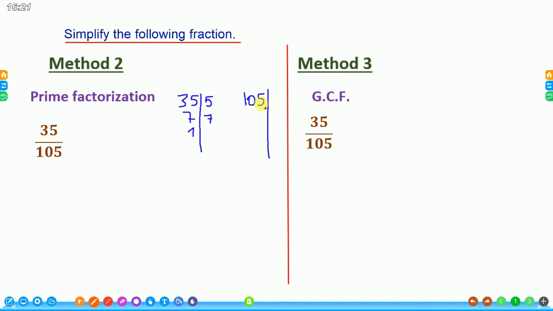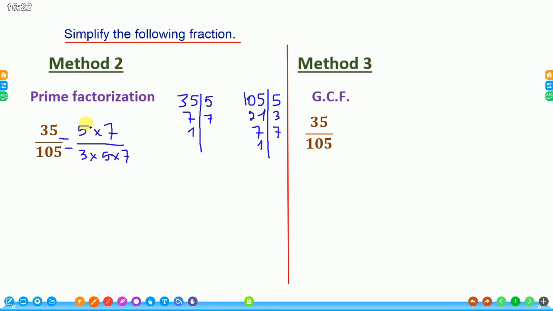Here also we can by 3 because 1 plus 5 equals 6. If you can start with 5, it's easier. 10 divided by 5, 2. 5 divided by 5, 1. Then I can simplify by 3. Divide by 3 equals 7, and 7 divided by 7 equals 1. So 35 is in fact 5 times 7, and 105 equals 3 times 5 times 7. Now I check which factors are in common.